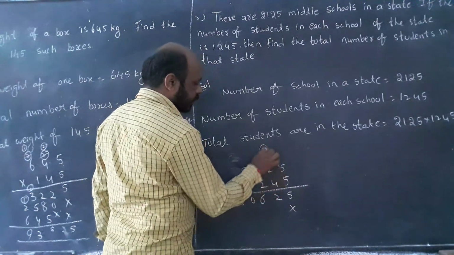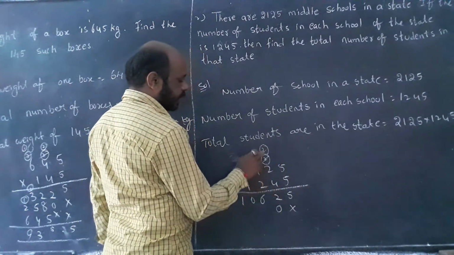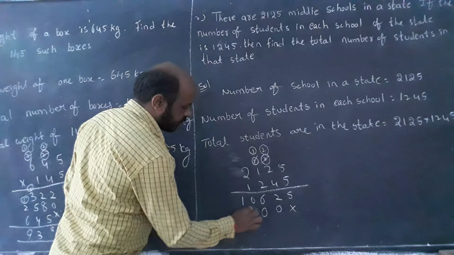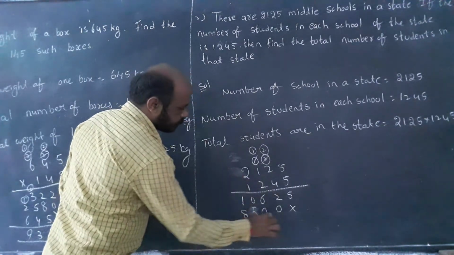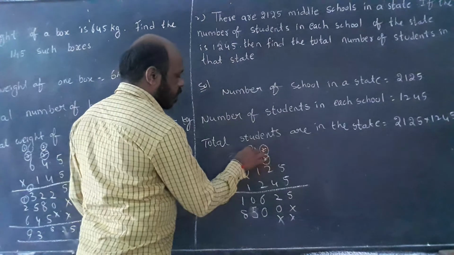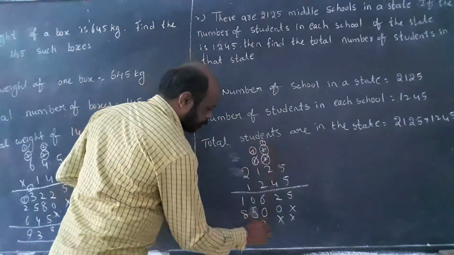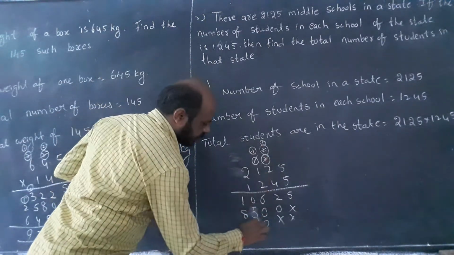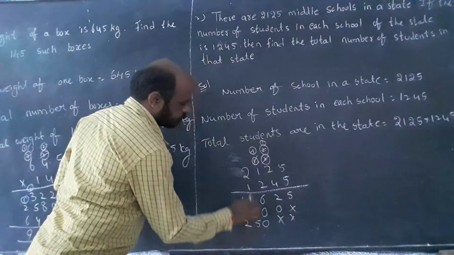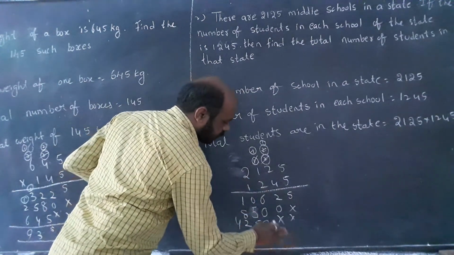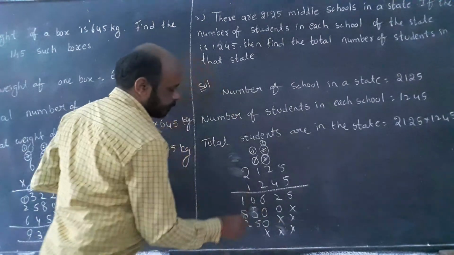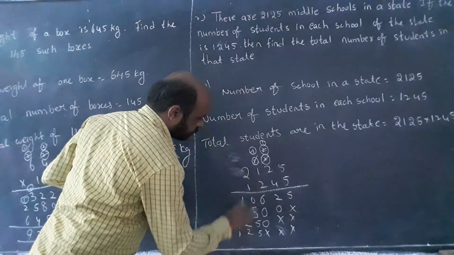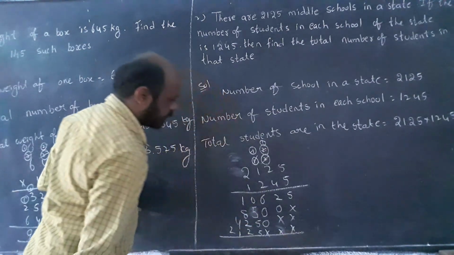4 5s are 20, 2 carry, 0 down. 4 2s are 8, 9, 10, it will be 0 again. 4 1s are 4, plus 1 is 5. 4 2s are 8. 2 5s are 10. 2 2s are 4, 4 plus 1 is 5. 2 1s are 2, 2 2s are 4. Next fourth digit column: 1 5 is 5, 1 2 is 2, 1 1 is 1, 1 2 is 2. Do multiplication here.